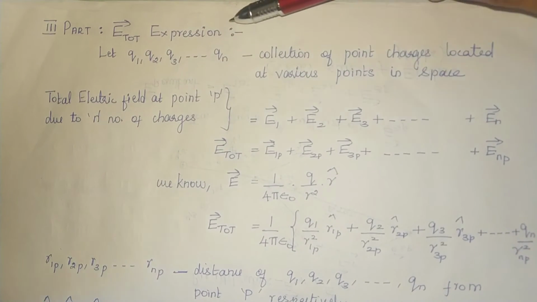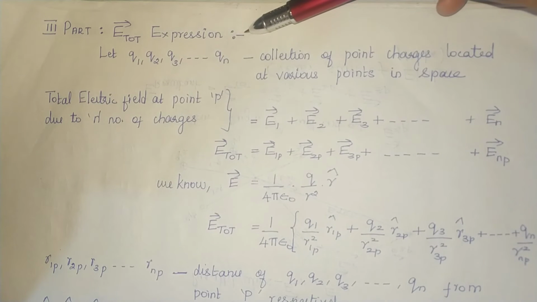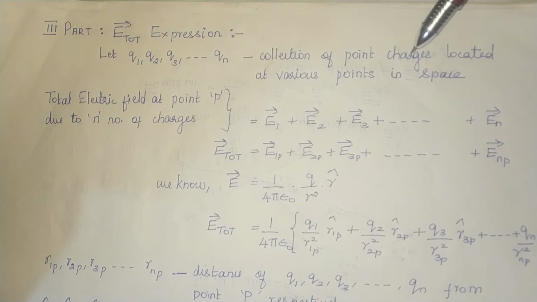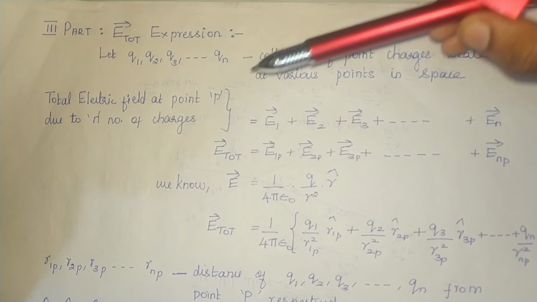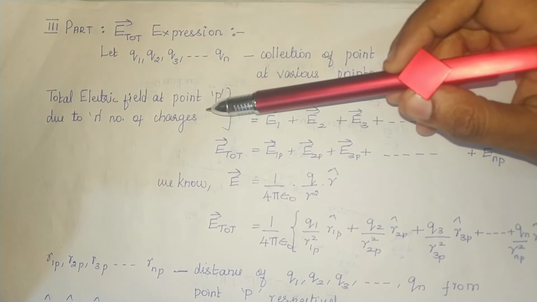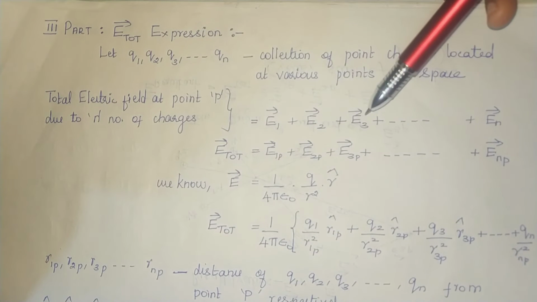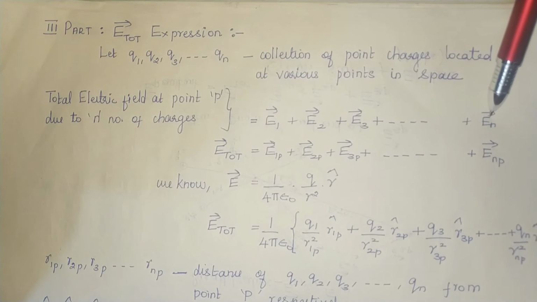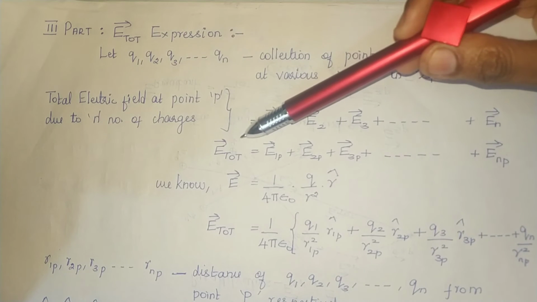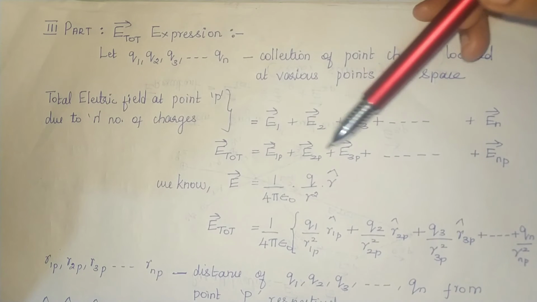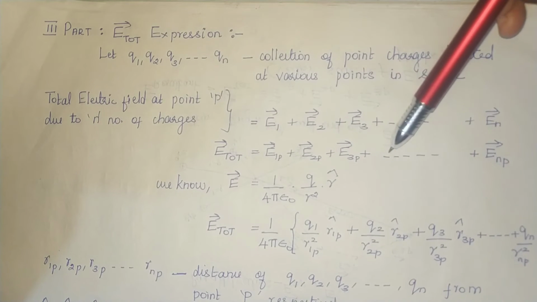Now as the third part of this session, we are going to find an expression for the E total vector. Let Q1, Q2, Q3 and so on up to Qn be a collection of charges located at various points in space. And now the electric field at the point P due to n number of charges will be E1 vector plus E2 vector plus E3 vector and so on up to En vector. Now E total vector is equal to E1P vector plus E2P vector plus E3P vector and so on up to ENP vector.